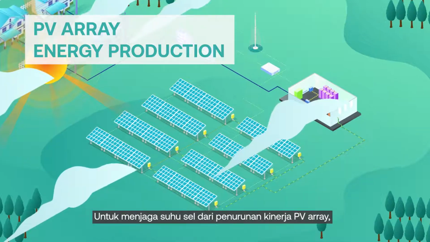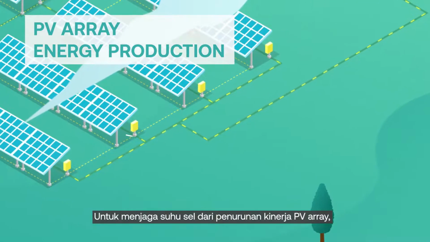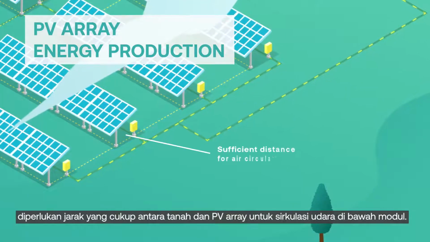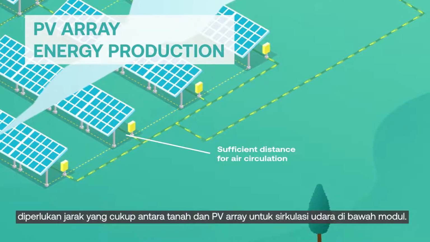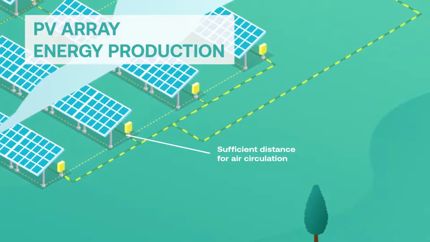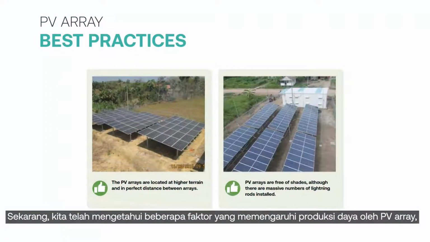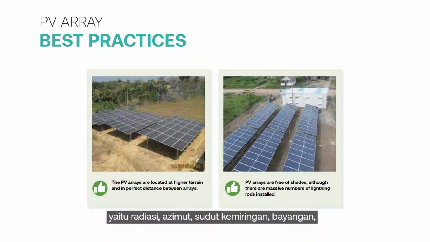To keep cell temperature from decreasing the performance of the PV array, sufficient distance between the ground and the PV array is required to allow air circulation under the module. Now, we know several factors that affect the power output of a PV array: irradiance, azimuth, tilt angle, shading, soiling, and cell temperature. The pictures show good examples of installed PV arrays as they have no shading from trees, powerhouse, as well as other adjacent PV arrays.